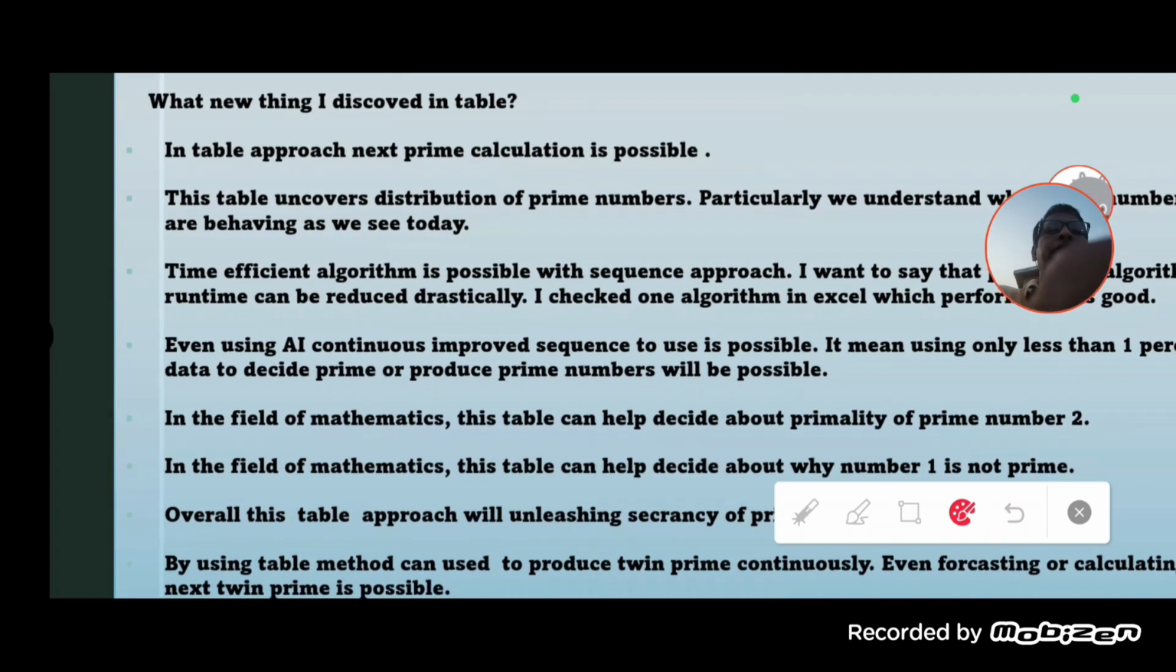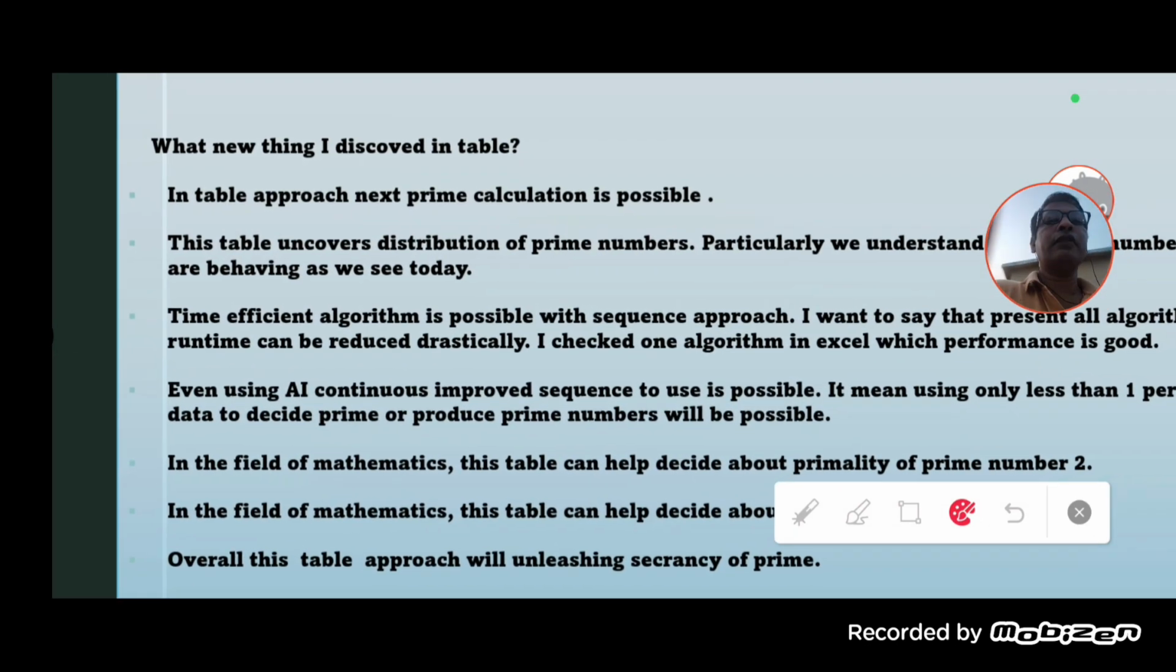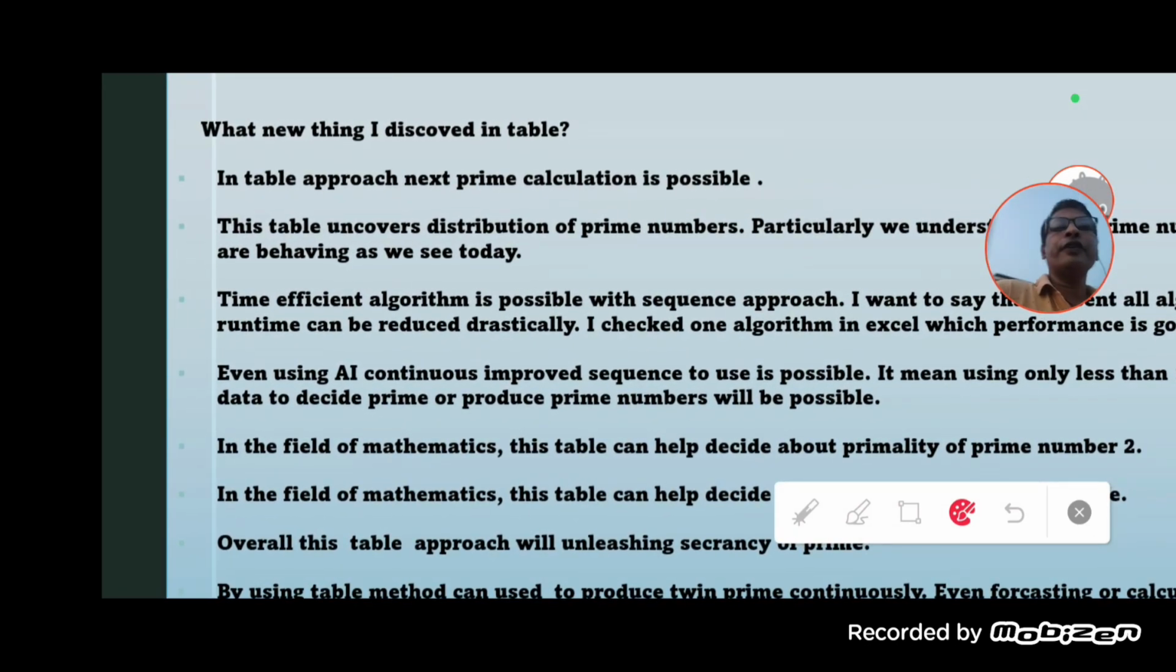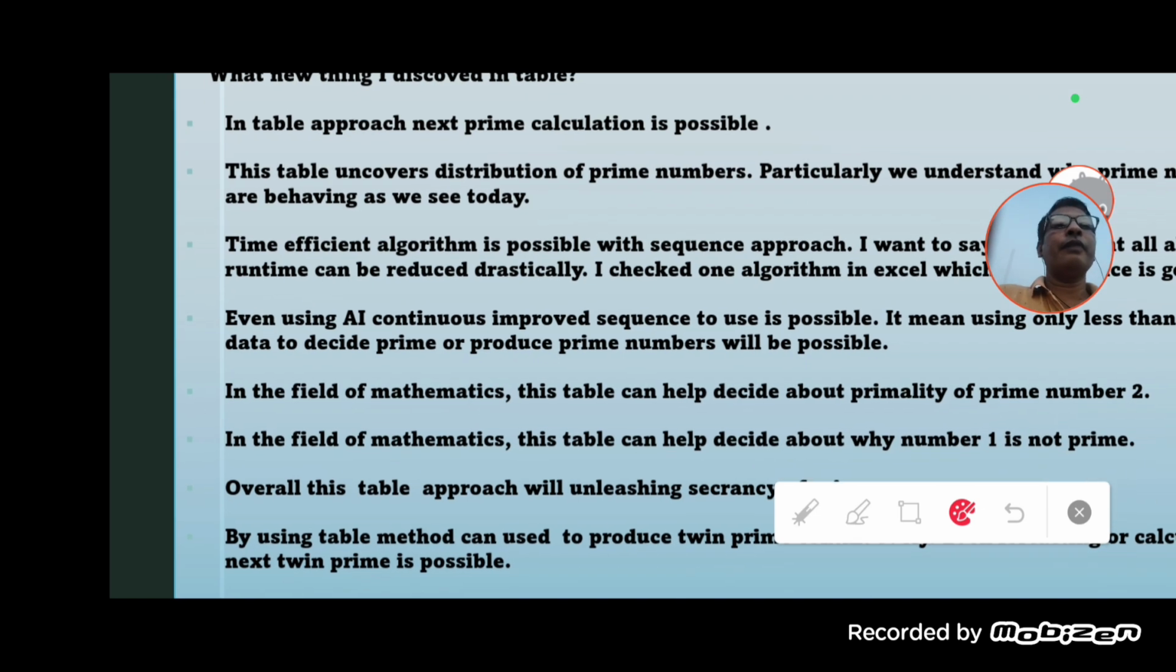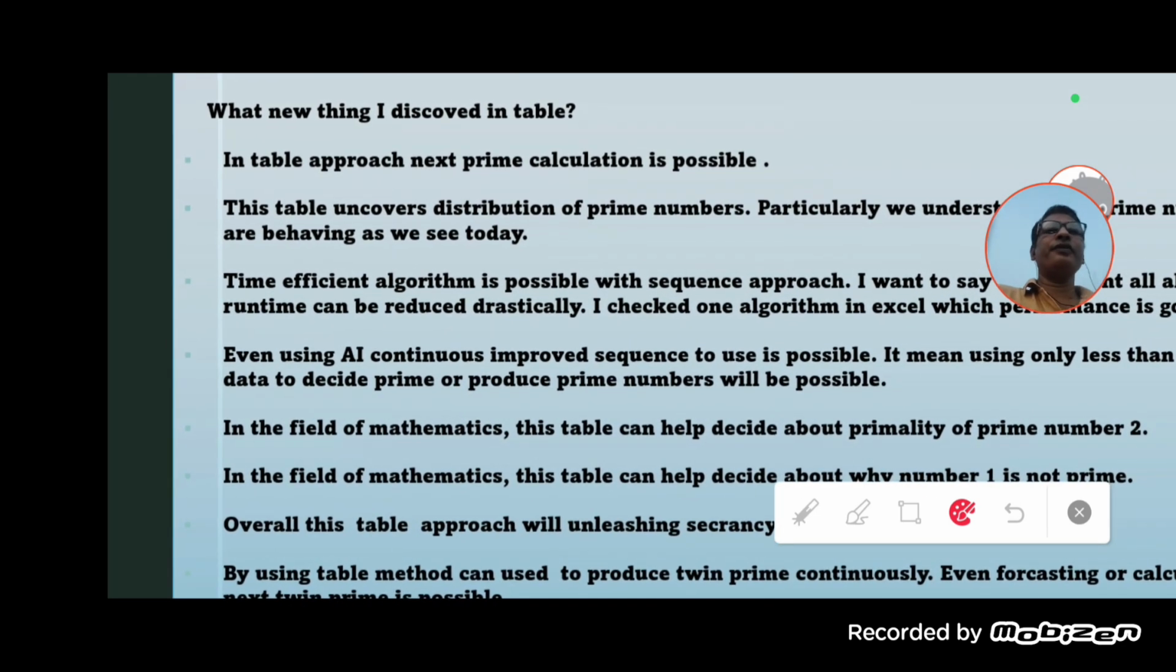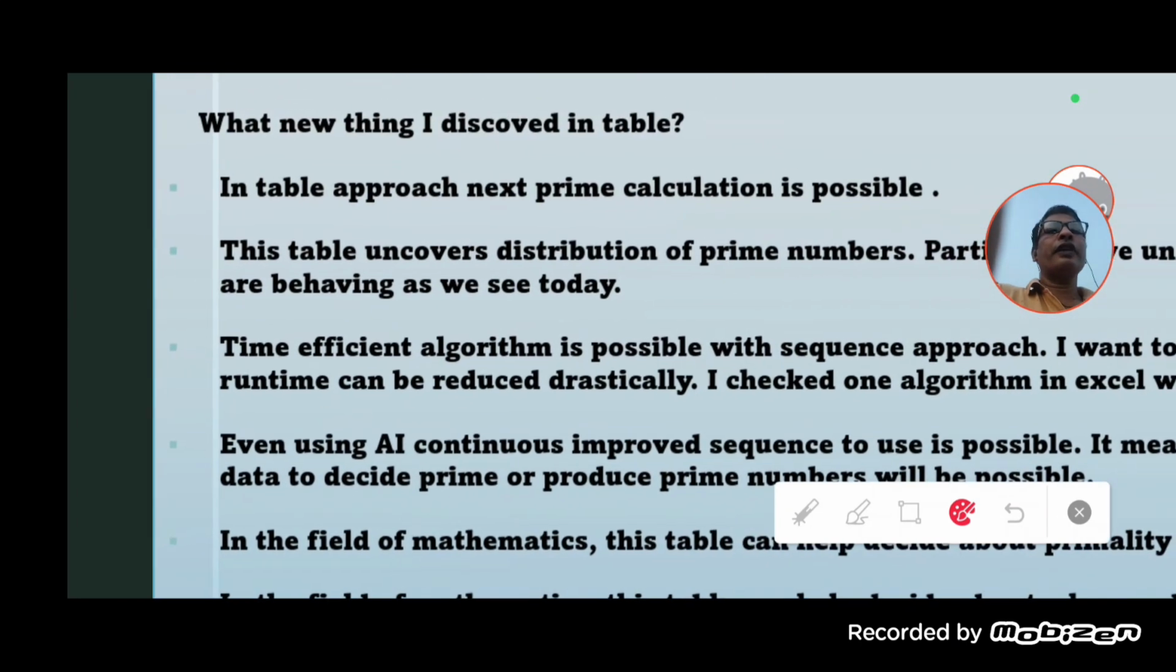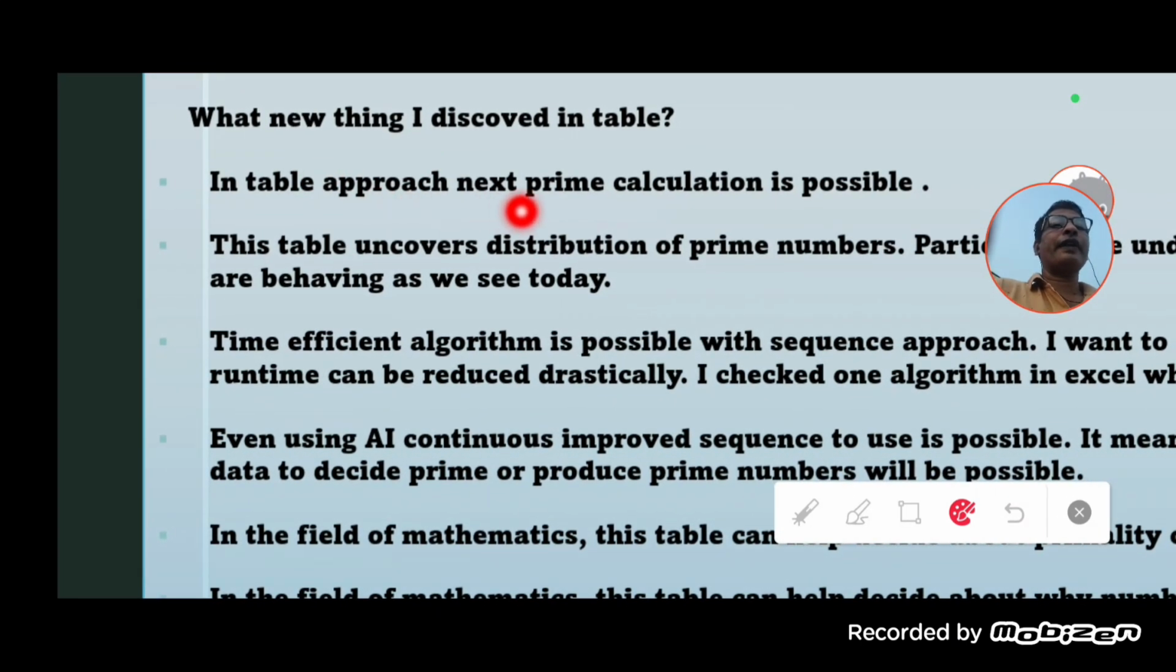Now what new thing did I discover in this table? Let's talk about something new. After analysis of the table, I found that in the table approach, calculation of the next prime is possible. Forecasting is not 100% accurate, but the next prime number calculation is 100% accurate. This is the new thing I discovered through this table.